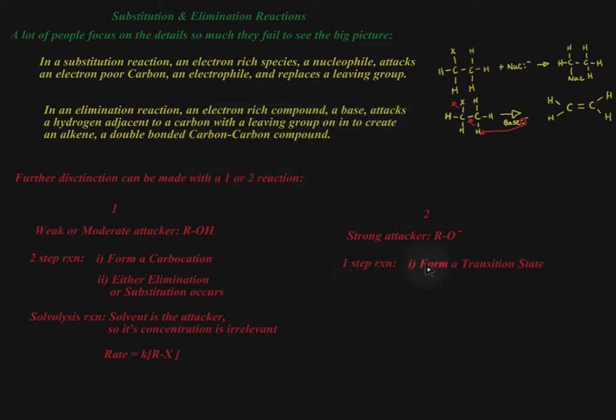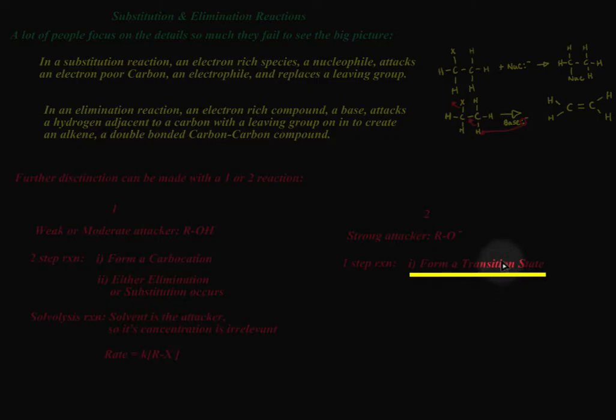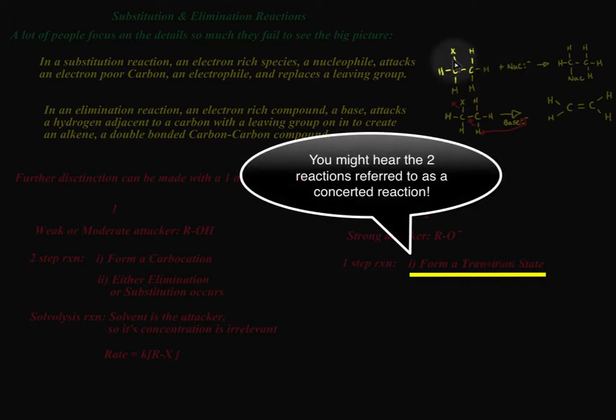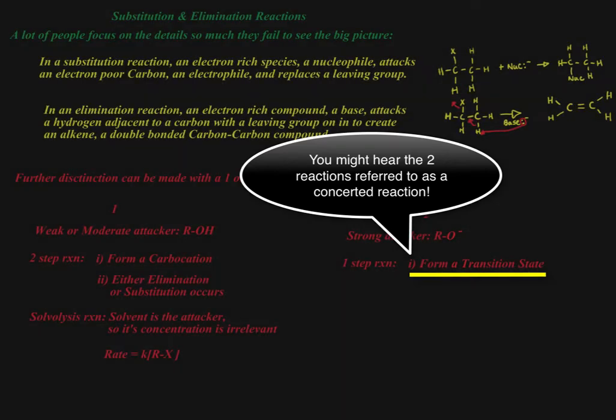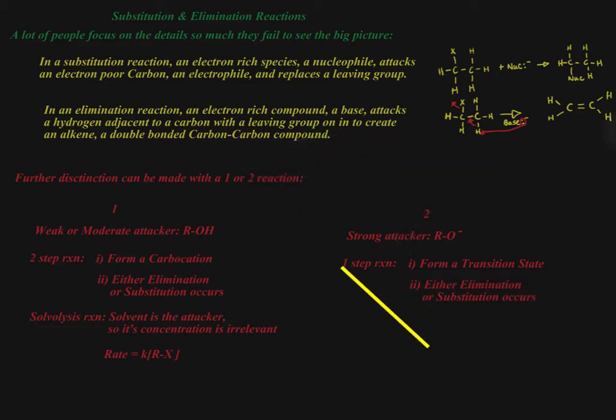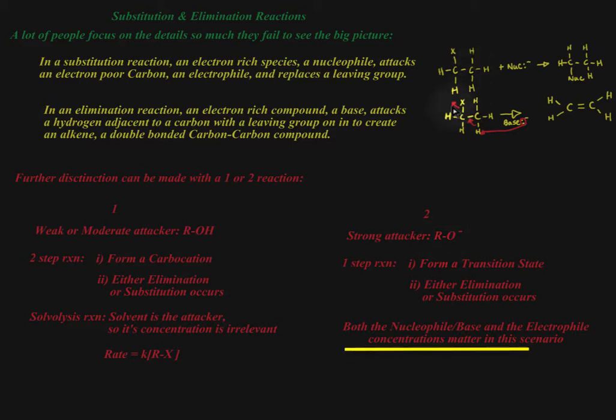Here we're going to form a transition state. In the two reactions, the moment this thing binds here, this starts breaking. You form a transition state, and the moment that bond's formed, this one's broken. It's a one-step reaction, also known as a concerted reaction. Then we get our elimination or substitution. This is not a solvolysis reaction. The two reactions aren't. So you'll have the nucleophile or base, whatever it is, and the alkyl halide.